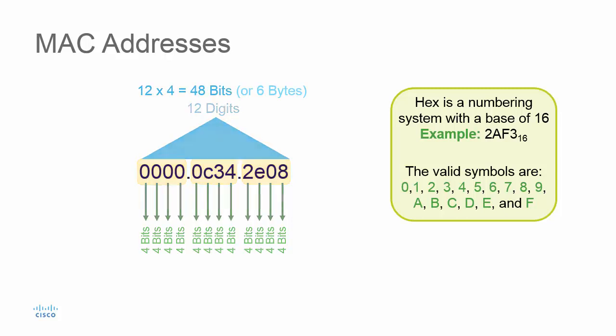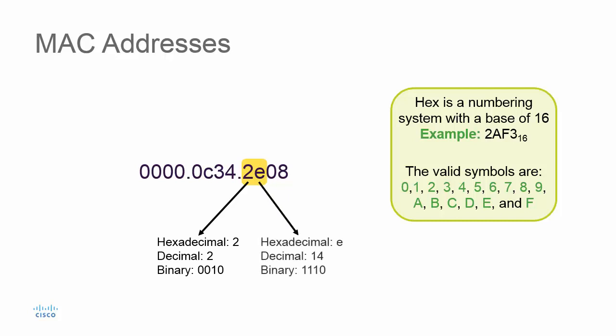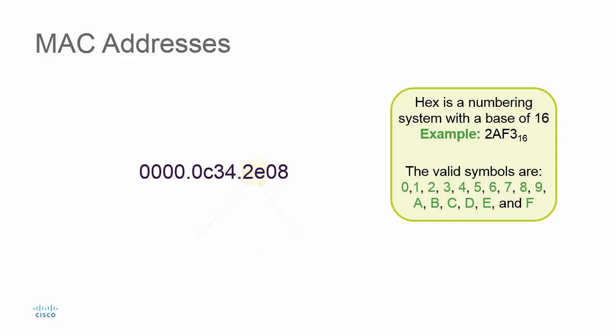If we go to our example, here the 9th and 10th symbols of the MAC address are 2 and E. 2 in hex equals 2 in decimal, which in binary is 0010. E in hex equals 14 in decimal, which is 1110 in binary. So, this byte in hexadecimal equals 00101110.